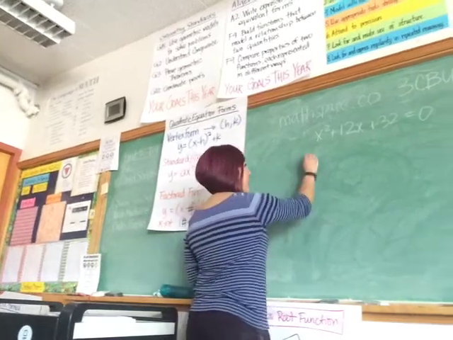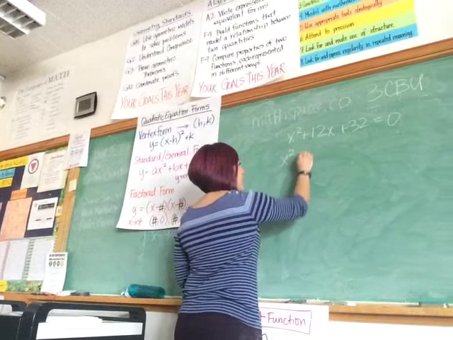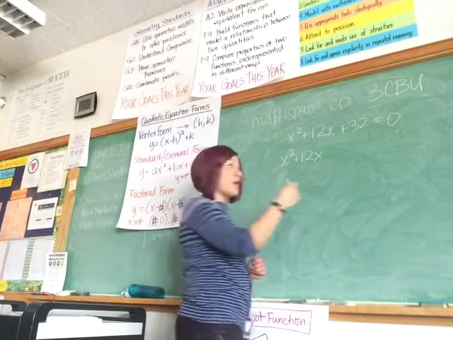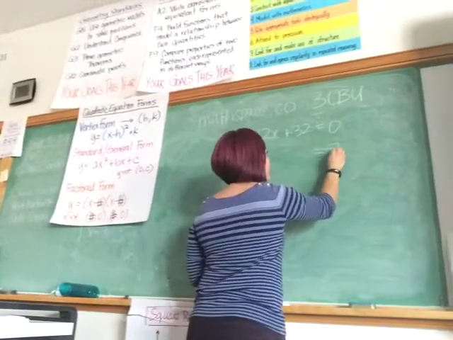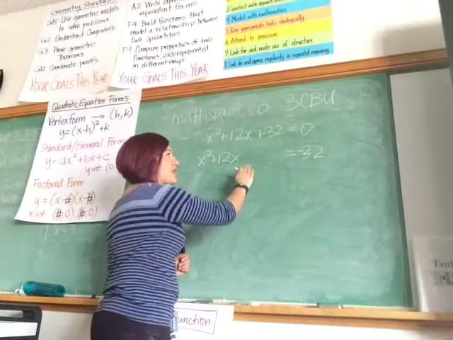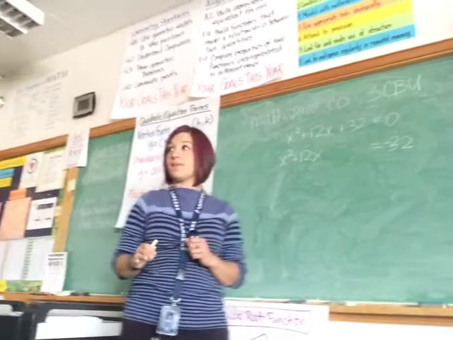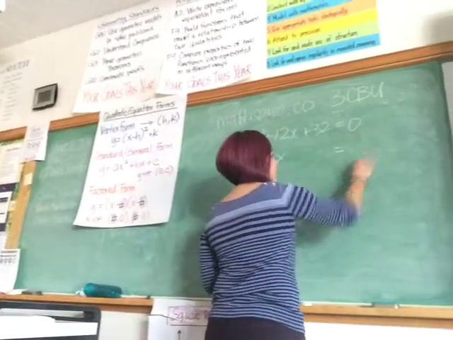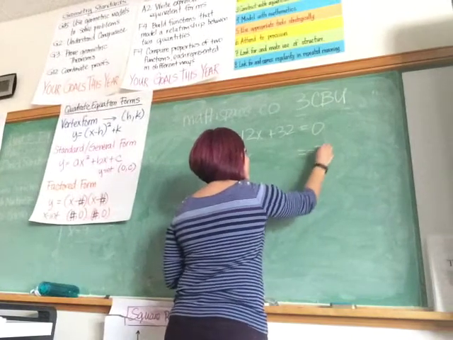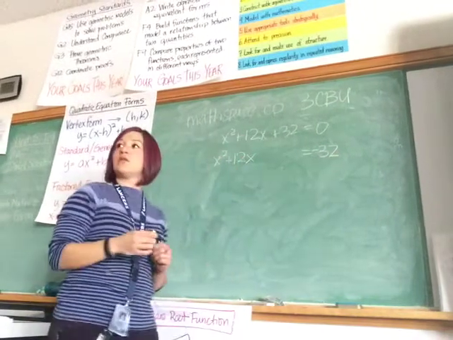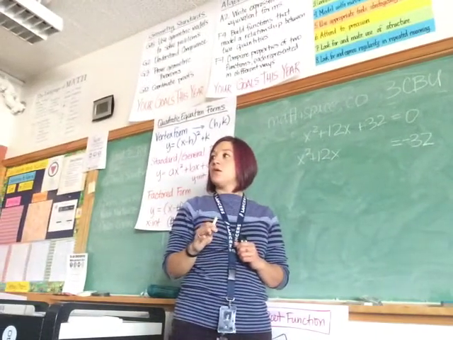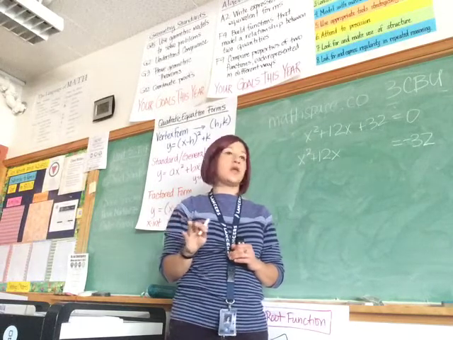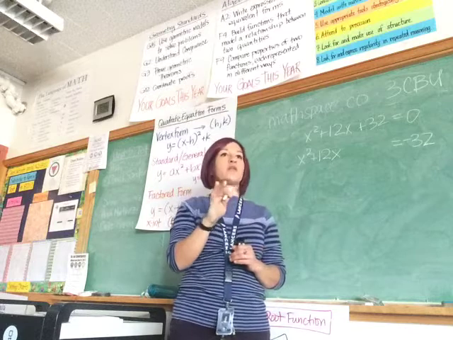And the way that I set it up is I have everything with an x on the left, and then all the numbers on the right. And I leave myself a little bit of space after each one. Does everybody see how I moved the 32 over and made it negative? Any questions on what I just did? All I did was subtract 32 from both sides.